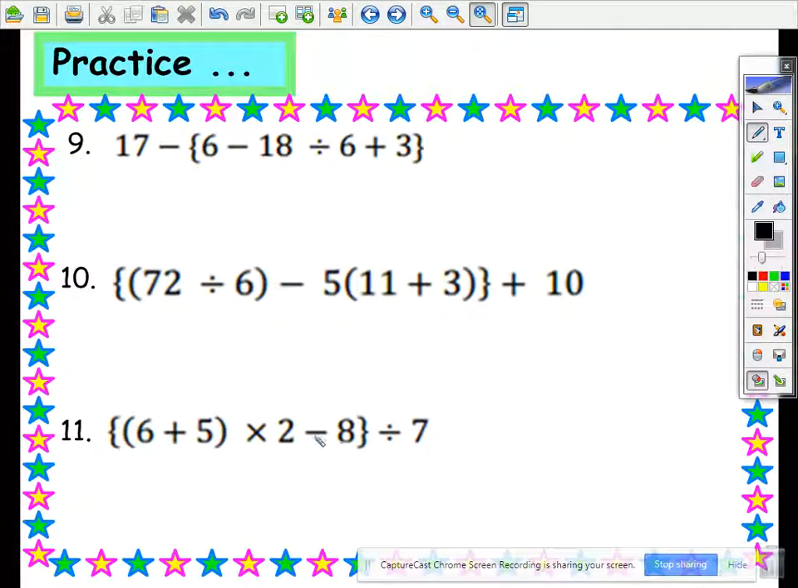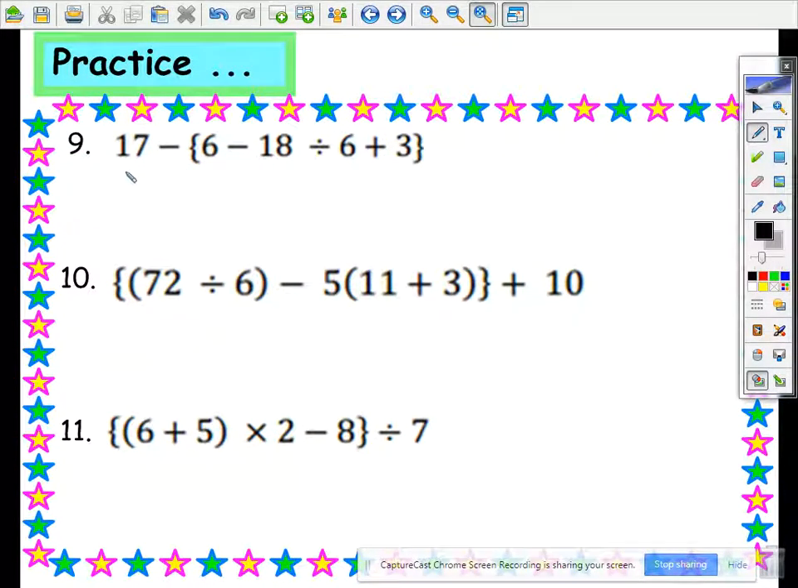So take a second, try these. You do the innermost ones first. If there are more than one set, work left to right, follow your order of operations, and check back in a second and see how you did.